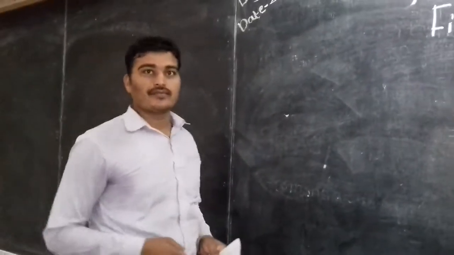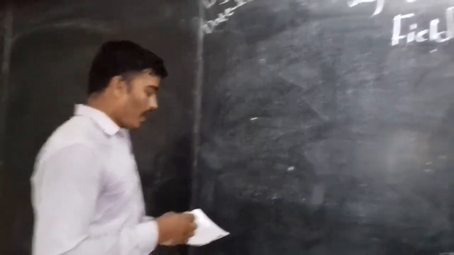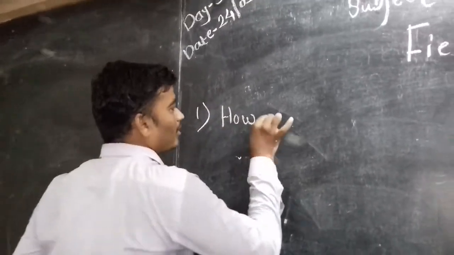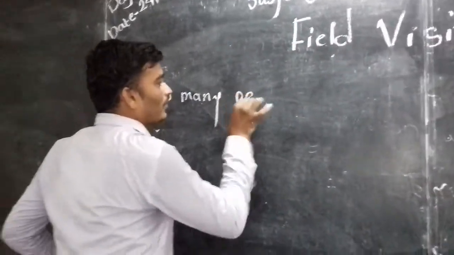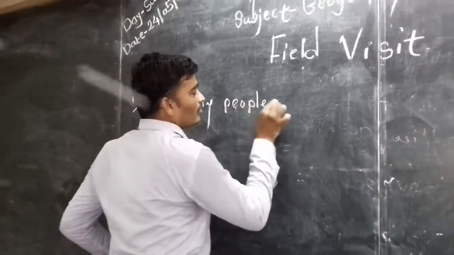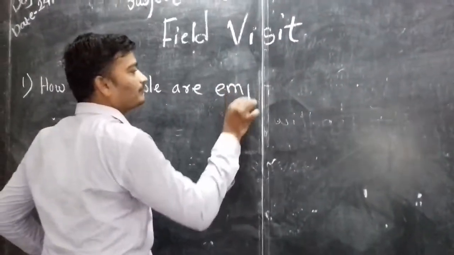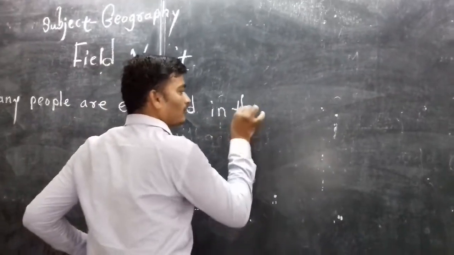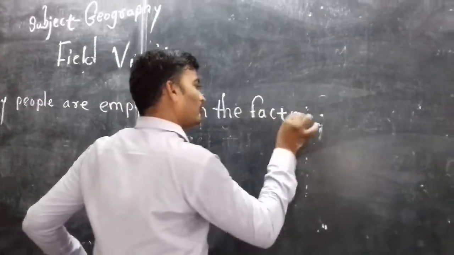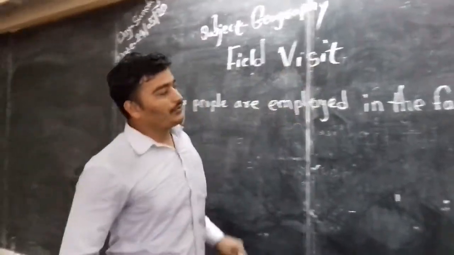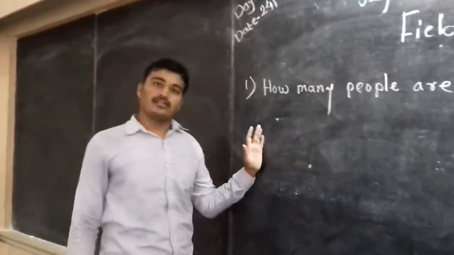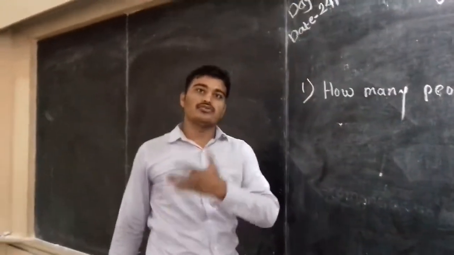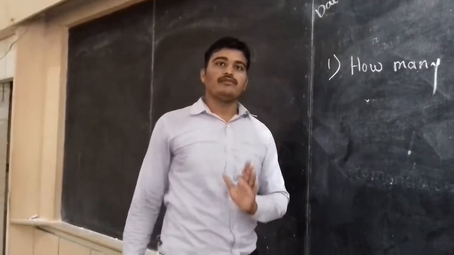Okay, now we will see the first question. What type of question do you have to ask in the first one? How many people are employed in the factory? I will write the first question here as an example. You can ask like this: how many people are employed in the factory? In this way you can ask a few other questions and you will get information. After asking a question, if they answer, you have to note down the answer. That is important for the report writing.